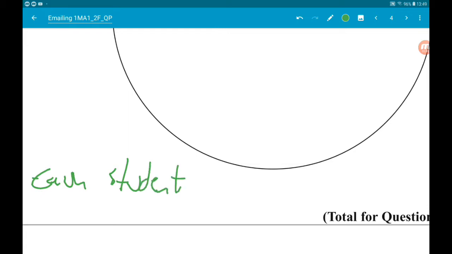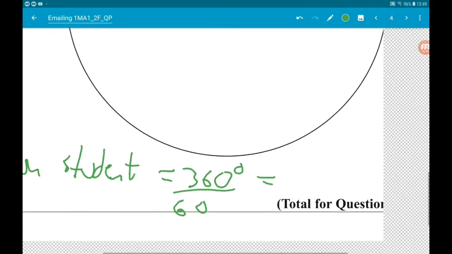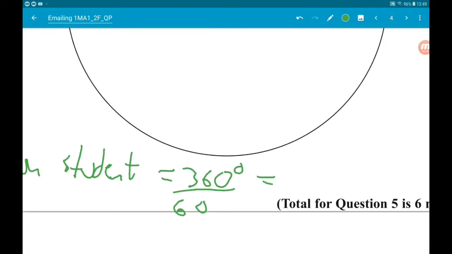is 360 degrees divided by 60, which gives us 6 degrees. So what we now need to do is go back to the table and multiply each number of students by 6.